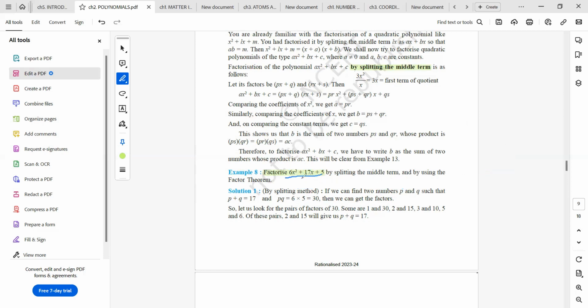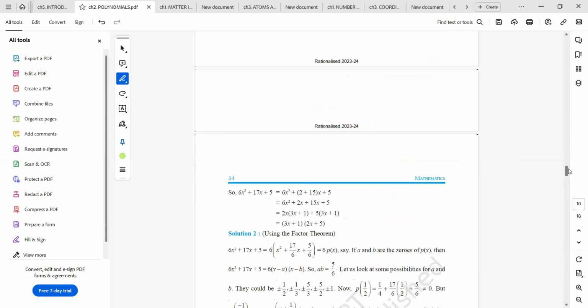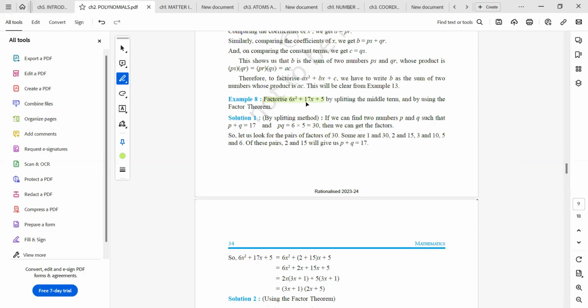Like this. So 6x square is 6x square. Now I need to factorize this, 17x. How can I factorize it? I can simply factorize it with 15x plus 2x. 15x plus 2x. 2x plus 5. Okay, so that is the way you can do. So whenever you are having such equation, you will only use this trick to factorize the equation, and it is applicable only to the middle term. You will factorize only the middle term, 17x.